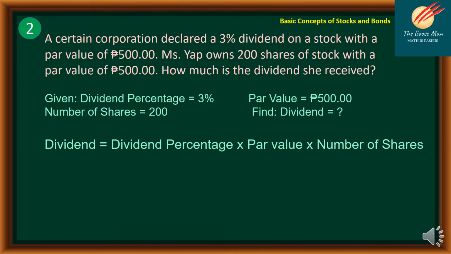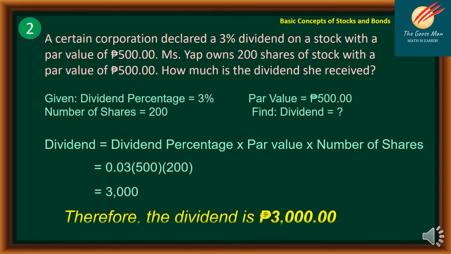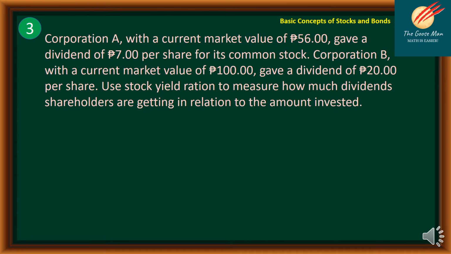So again, the dividend is equal to the dividend percentage times par value times the number of shares. So we have 3%, which can be rewritten as 0.03, times 500 times 200. So this is equal to 3,000 pesos. So therefore, the dividend is 3,000 pesos. So let's move on to problem number three.